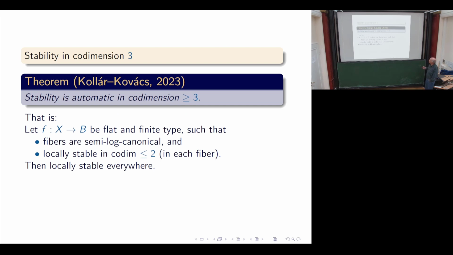But a fairly recent result says that, in fact, the stability condition is automatic once you are in higher codimension. So to be precise, assume that I have a morphism that is flat and of finite type, and we assume that the fibers are semi-log-canonical, and the morphism has this local stability condition in codimension less than or equal to 2 in each fiber. Then the morphism is in fact locally stable. Now, I prove something slightly stronger. Even the semi-log-canonical I need only in codimension at most two, but there's a slightly more precise statement.